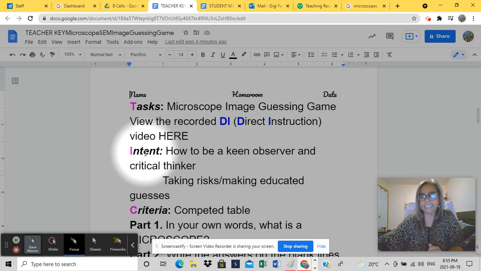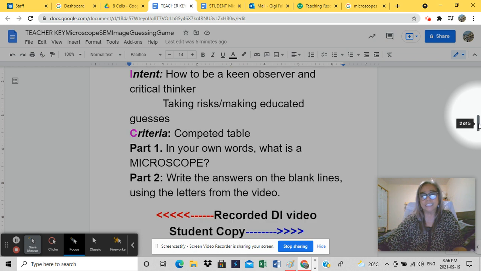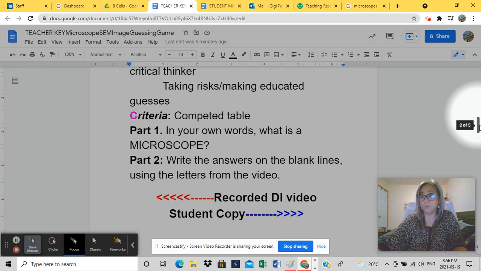Now, the intent: why are we doing this? We would want students to be keen observers and critical thinkers, taking risks, making educated guesses. And criteria: how do we do it? So I want you to answer the questions and complete the table below.